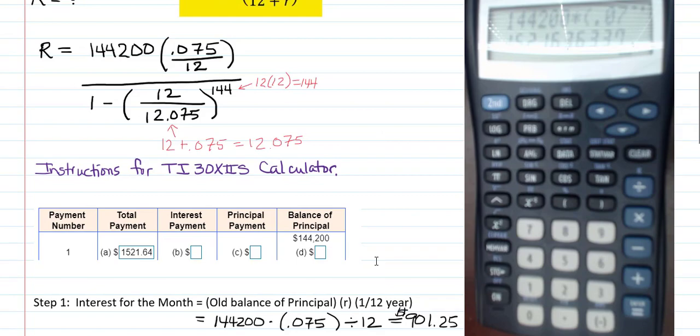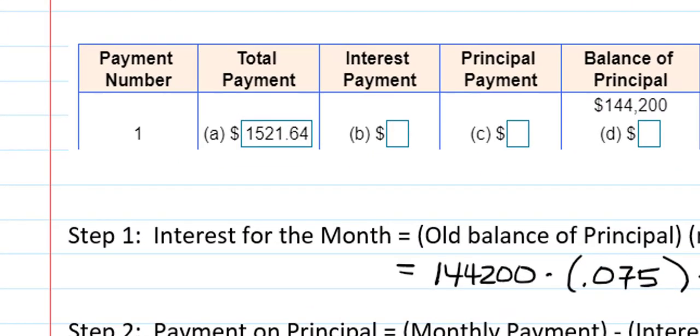So I've entered that into the first column of values. So that's my monthly payment. That's not going to change. Every month that's going to be the same. But part of that is going towards interest, and part of it is actually going to reduce our debt to the bank. So we have to figure out how much is which.